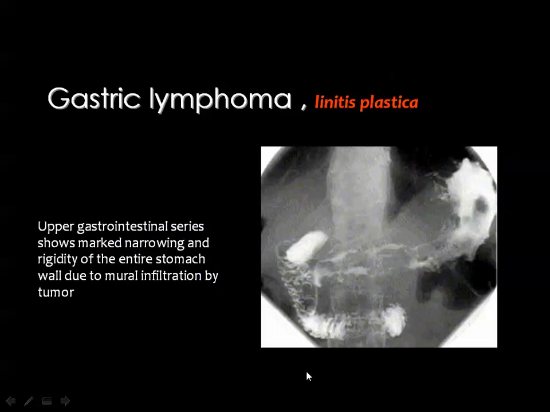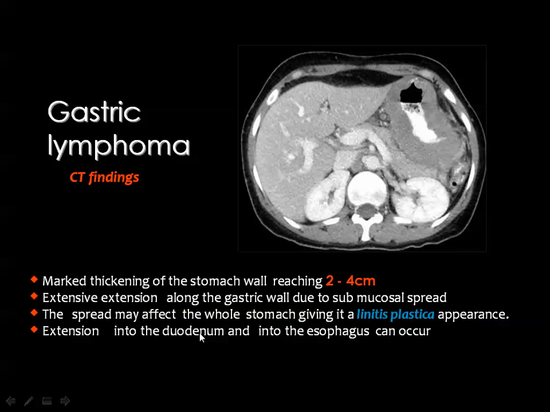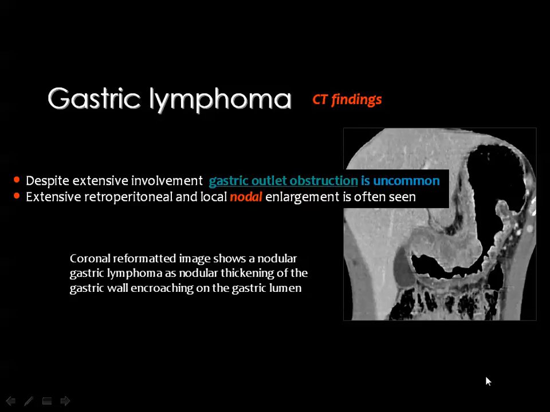Linitis plastica is one of the presentations of lymphoma in the stomach, and also you can appreciate the thickening of the mucosal folds. And this will appear on the CT scan in the form of marked gastric wall thickening, significantly encroaching on the gastric lumen. And you should remember that this appearance may also be caused by gastric carcinoma. The lymphoma has no tendency to ulcerate and no tendency to cause gastric outlet obstruction, but it has a good tendency to diffusely infiltrate the gastric wall.